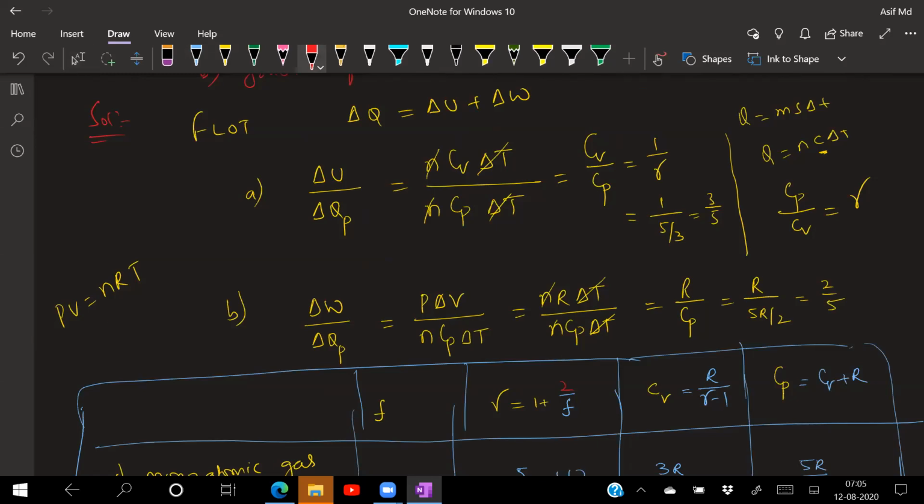Delta W divided by delta Qp can also be written as, from the first law of thermodynamics, delta W is delta Q minus delta U. So delta Q minus delta U divided by delta Q. That means this will become 1 minus delta U by delta Q.